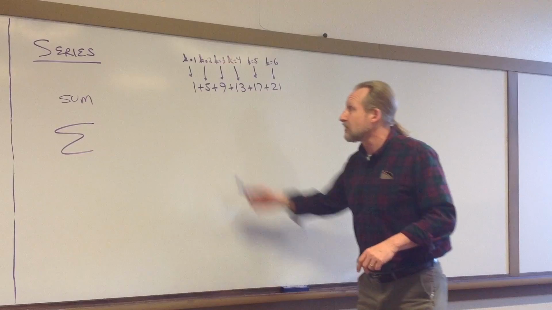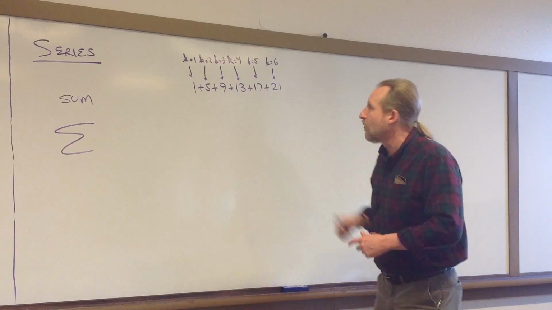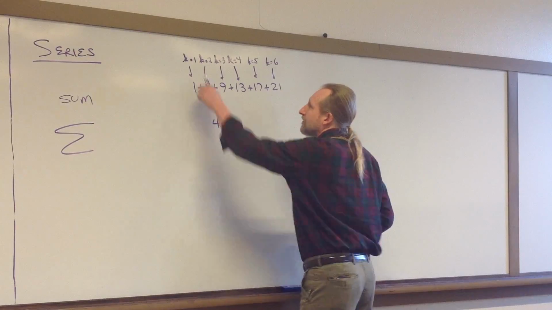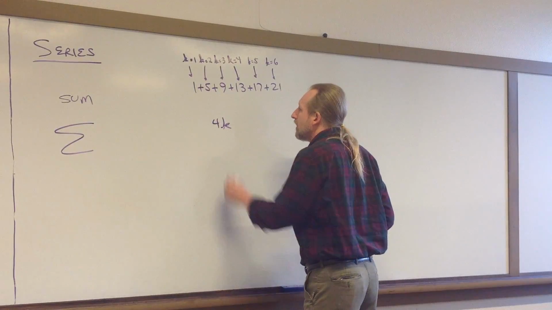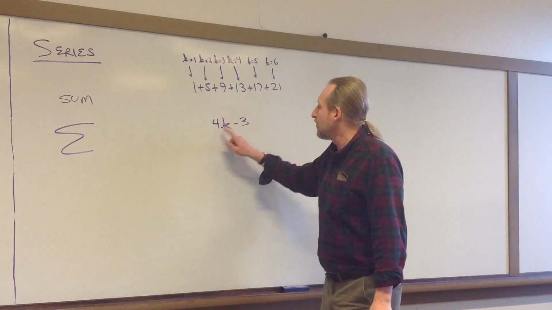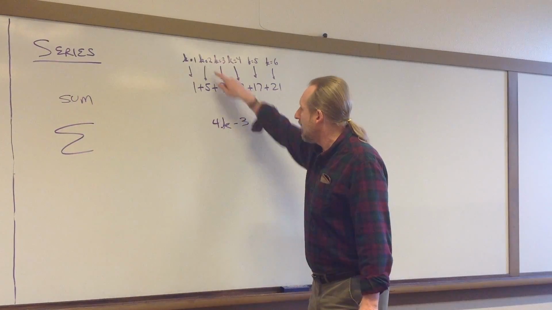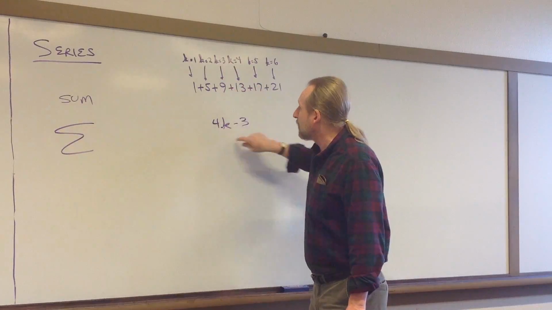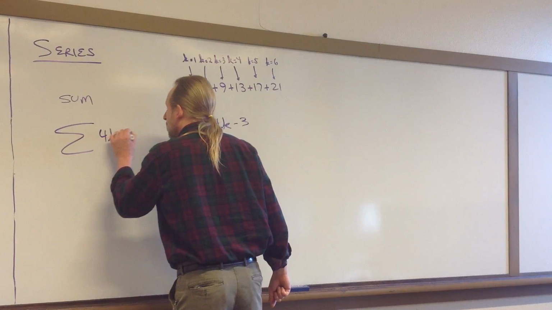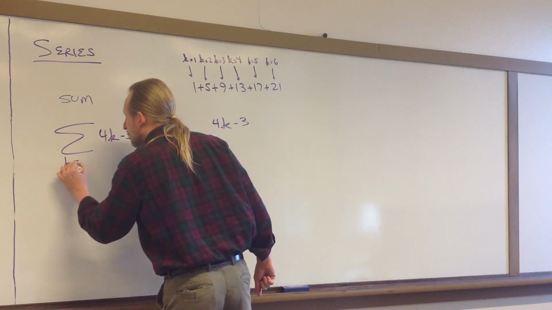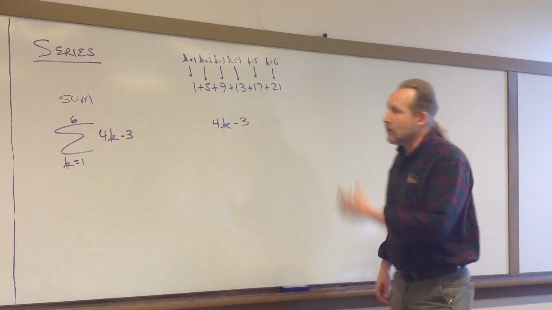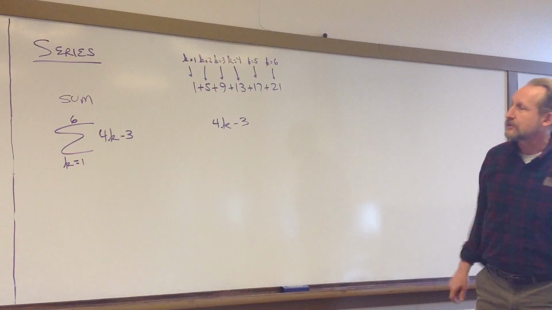In this one, you can see there's a constant difference of 4. So this would be 4k. If k is starting at 1, then we would need to subtract 3 each time. So the first one will be 4 minus 3 is 1, and then 8 minus 3 is 5, 12 minus 3 is 9, and so on. So 4k minus 3, and k starts at 1 and goes up to 6. So there's an expression that represents this series.